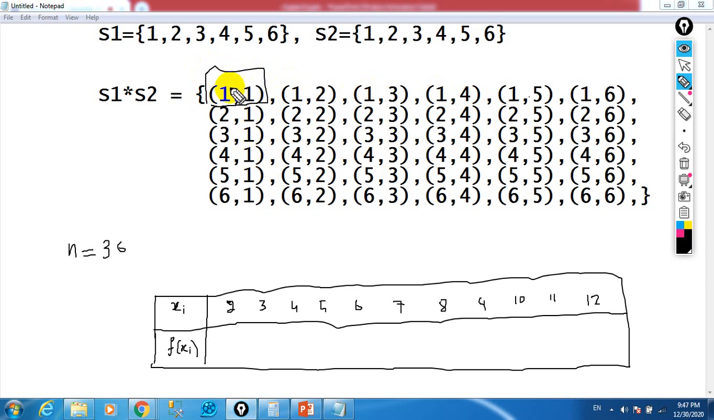So now 1 and 1, it only appears one time. So the probability will be equal to 1 over 36. Why 1 divided by 36? Because it appears one time. If we take sum of 2, the number of outcomes in a sample point equal to 2 appears just one time. So it will give you 1 divided by 36.